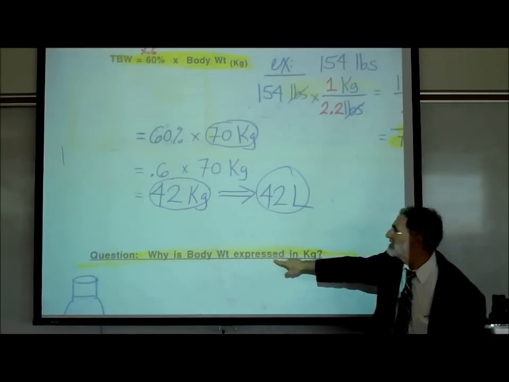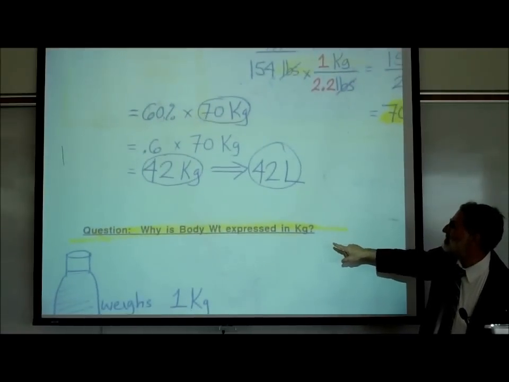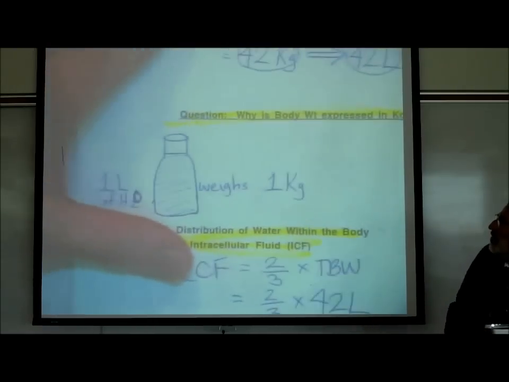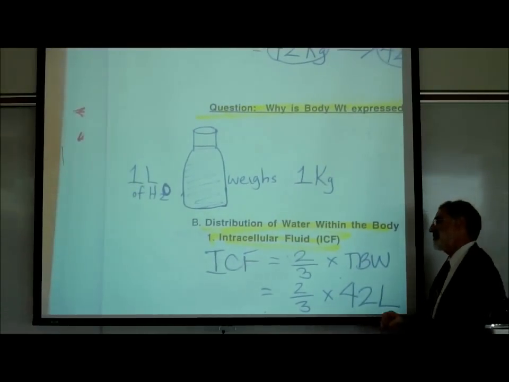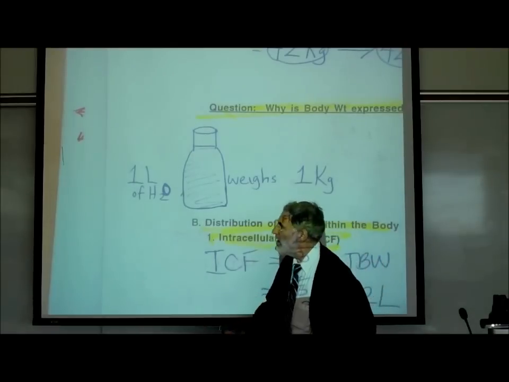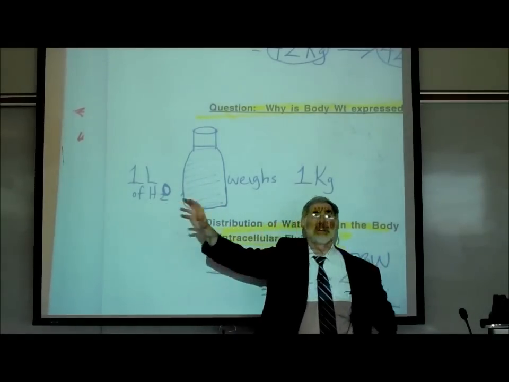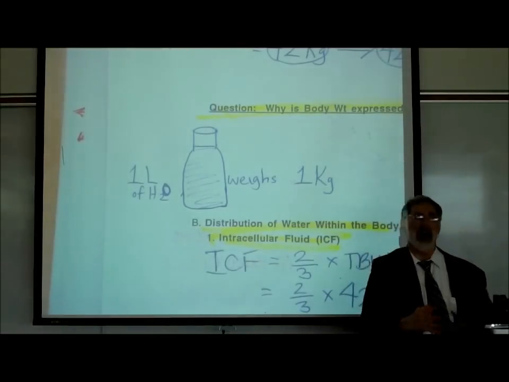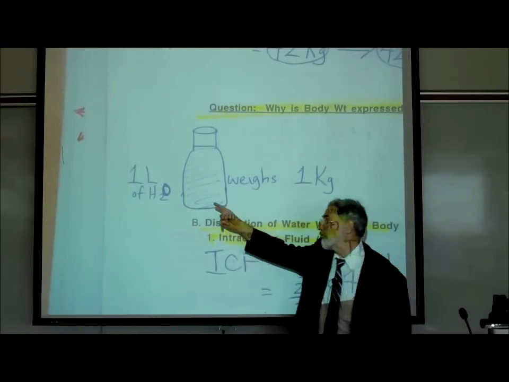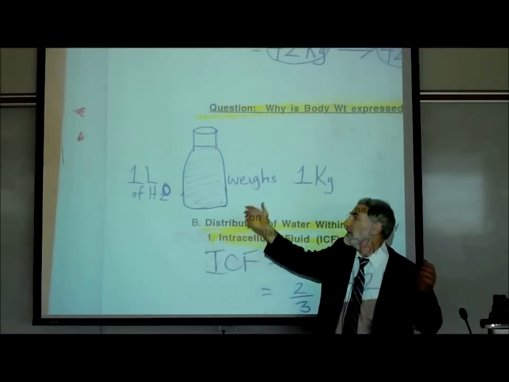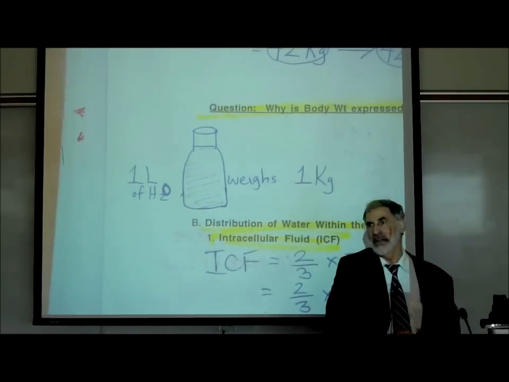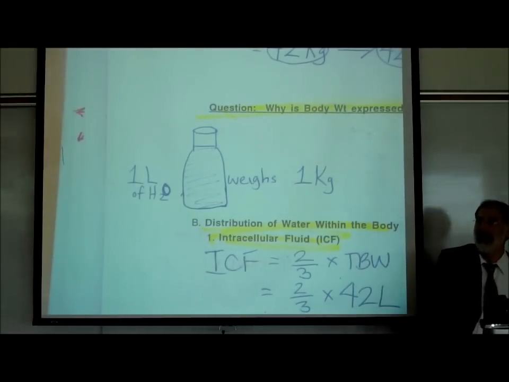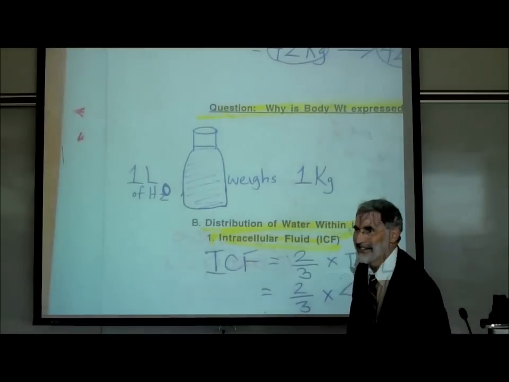Now, why did the body weight have to be expressed in kilograms? Why couldn't we have used pounds? And here's why. When they designed the metric system, they did something very clever. 1 liter of fluid weighs 1 kilogram. That's the way the system was designed. 1 liter of water, or fluid in general, weighs 1 kilogram. There is no one-to-one relationship between a quart of water weighing 1 pound. For sure it doesn't. Okay?